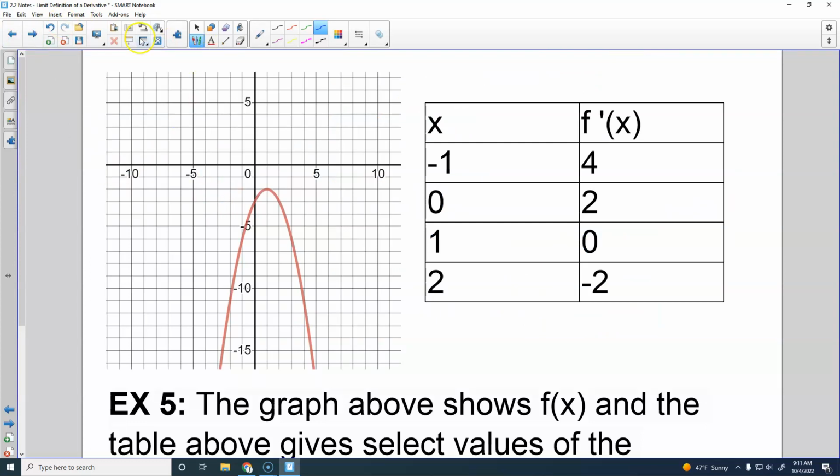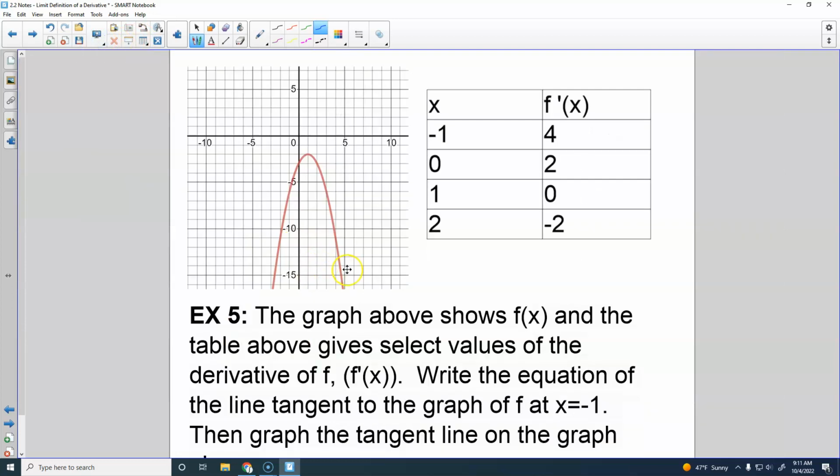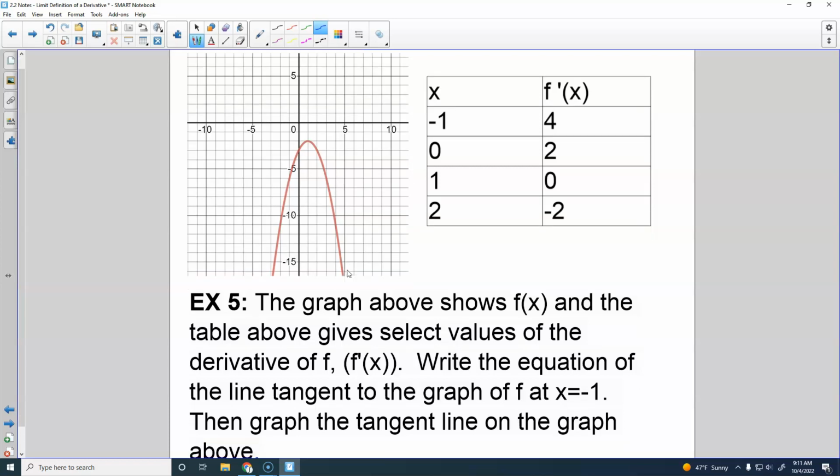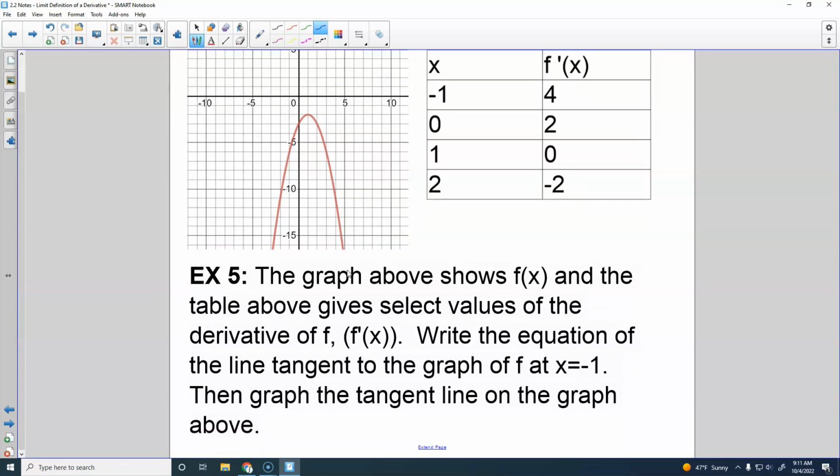Let's try another problem. And this one's a little bit different because it says the graph above shows f of x and the table above gives select values of the derivative of f. Write the equation of the line tangent to the graph of f at x equals -1. Then graph the tangent line on the graph above.